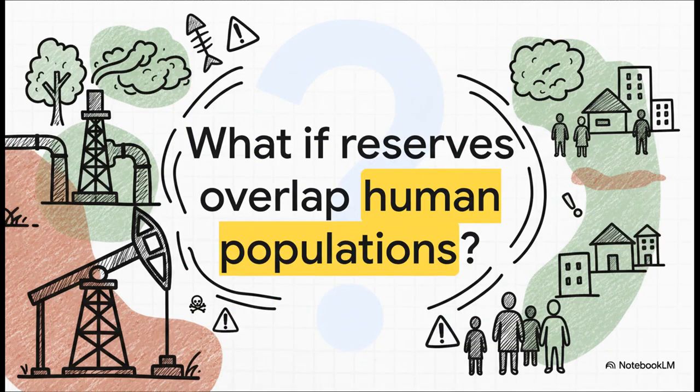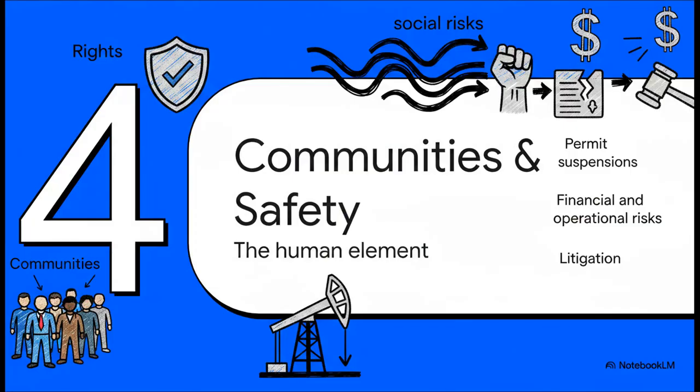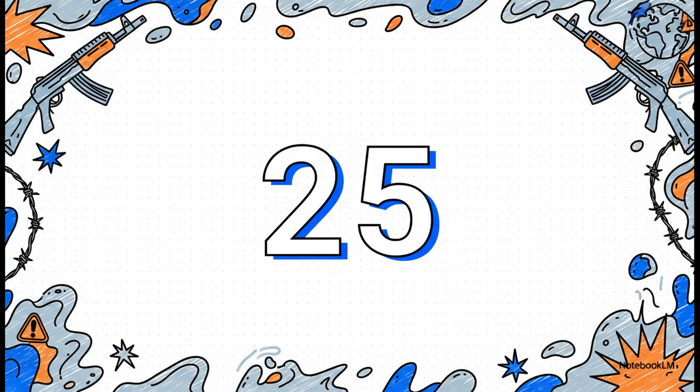So, we've looked at the environmental and ecological risks. But what happens when these sprawling oil and gas operations overlap not just with nature, but with human populations? Section 4. Communities, Rights, and Safety. The human element. 25. Honestly, this is a pretty sobering metric right here.